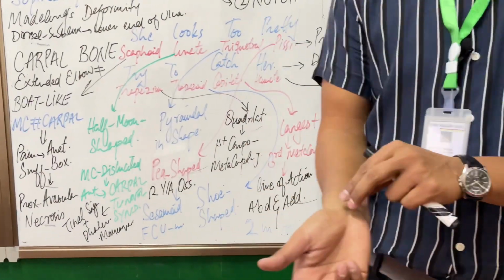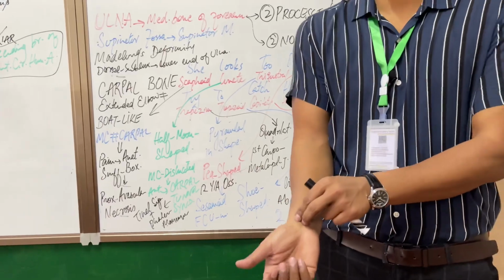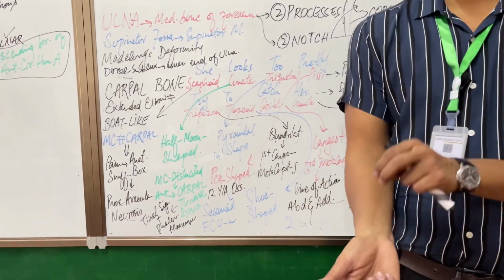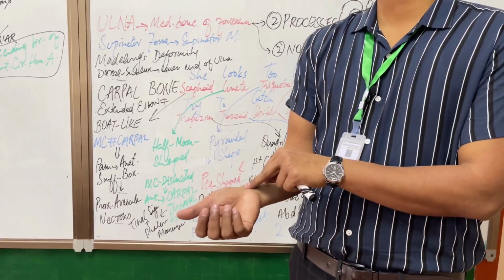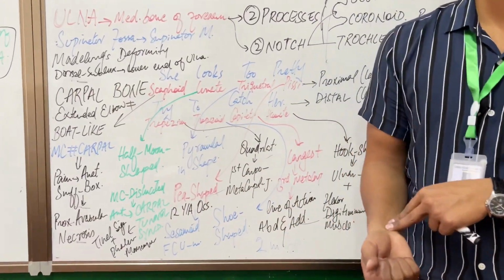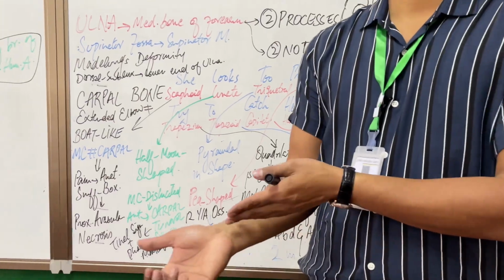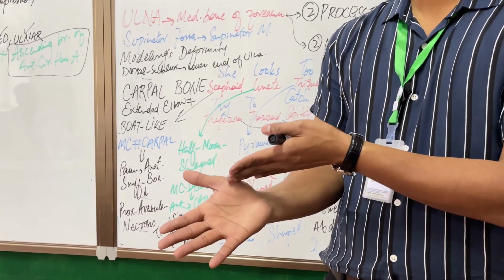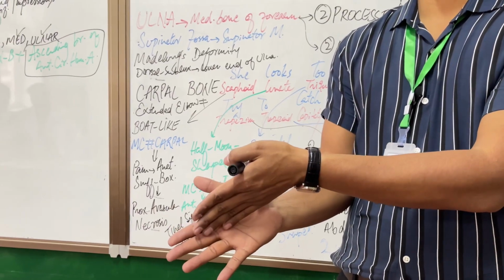If dislocation of the lunate happens anteriorly, it will compress a nerve called the median nerve, and due to compression of the median nerve, there is a syndrome called carpal tunnel syndrome. What happens in carpal tunnel syndrome is compression of the median nerve that leads to tingling, numbness and weakness of the area related with the median nerve.